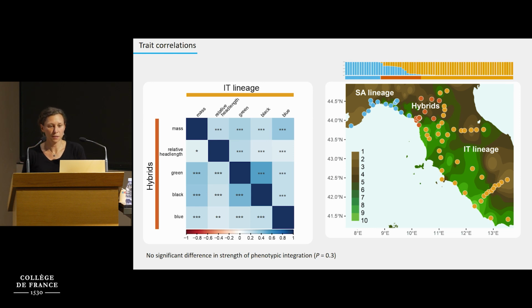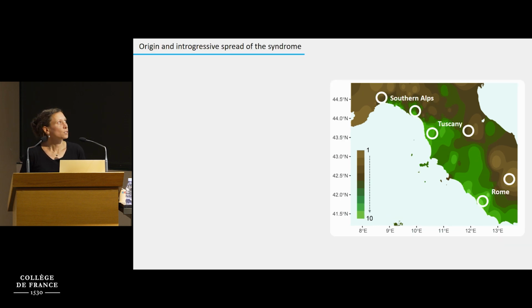So, but where does this syndrome come from? What's the origin? And with origin, I mean now geographically speaking. So to answer this question, we used the following design. So we selected individuals from 6 geographic regions, so from pure green, pure brown regions, and we did this within the Italian lineage for 2 different transects, Rome and Tuscany, and within the Southern Alps lineage. So this is the lineage that's 6 million years divergent from this lineage. And again, here we selected pure green and pure browns.